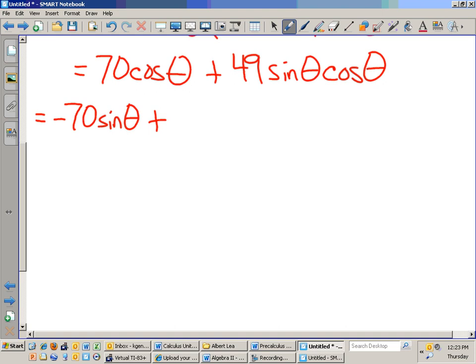Okay, what's the derivative of 49 sine of theta? 49 cosine of theta times cosine left alone, 49 cosine squared. Plus, what's the derivative of cosine? Negative sine times 49 sine would be negative 49 sine squared.